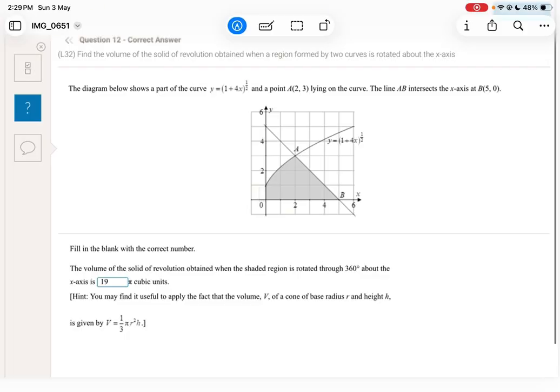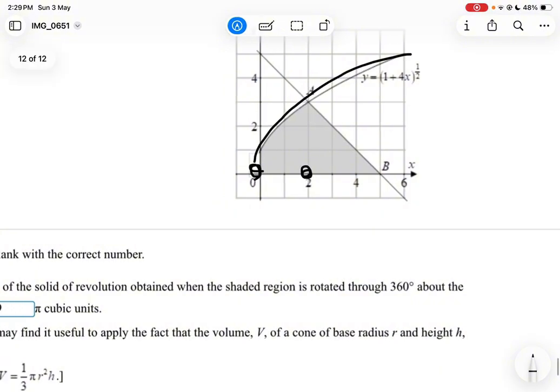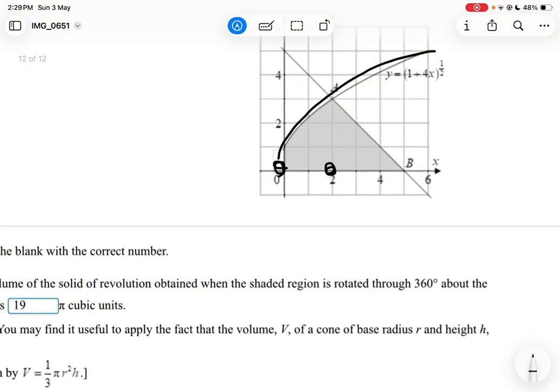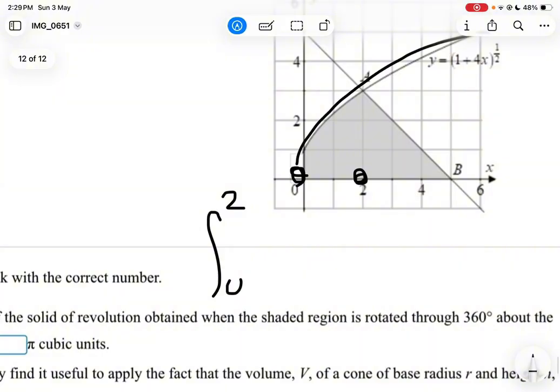To find the volume of the curve, you know that the curve is from 0 to 2, right? From here, 0 to 2. Because the curve, this one. So what you do is you take the integral from 0 to 2 of, okay, you do the disk method. 0 to 2 of the equation. You know 1 plus 4x to the power of 1 over 2 is radical of 1 plus 4x. Okay, you solve that and you'll get 10 pi.